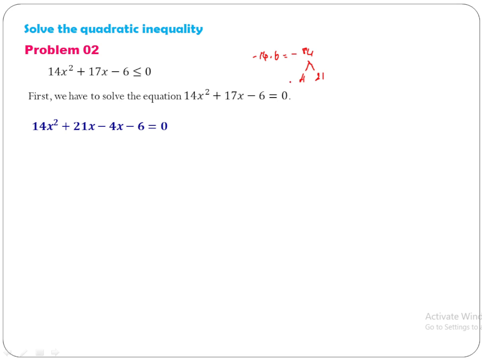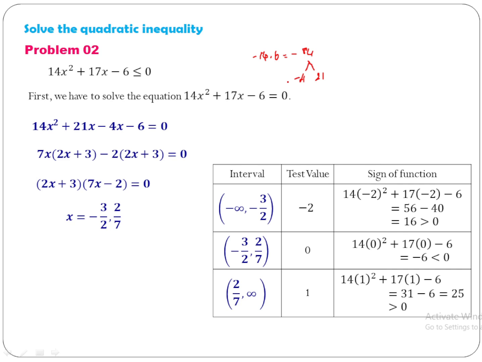One number is negative, so let's make this negative. 21 minus 4 is 17. So the middle term is split into 21x and minus 4x. Then take 7x common from the first two terms, and minus 2 from the next two terms. From this step, we take 2x plus 3 as common and 7x minus 2. Then using the zero product rule, we get minus 3 by 2 and 2 by 7. The number line is split into 3 intervals: minus infinity to minus 3 by 2, minus 3 by 2 to 2 by 7, and 2 by 7 to infinity.